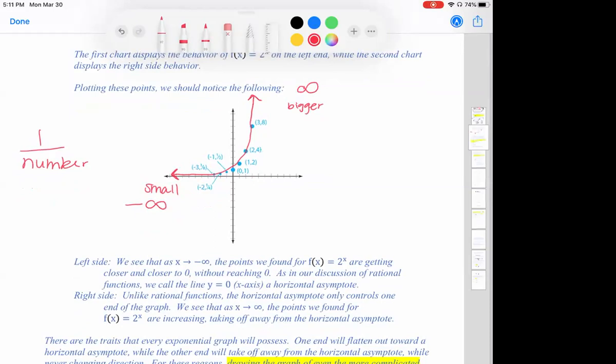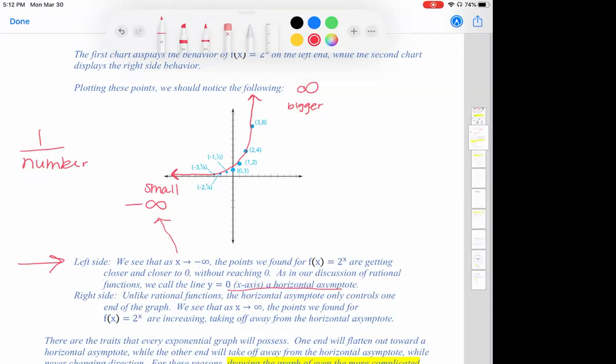So here, let's go ahead and write down what explains what we did. On the left side, we see that x is approaching negative infinity, just like we did right here. The points we found for f of x equals 2 to the x power are getting closer and closer to 0 without ever reaching 0. As in our discussion of rational functions, we call the line y equals 0, the x-axis, the horizontal asymptote.